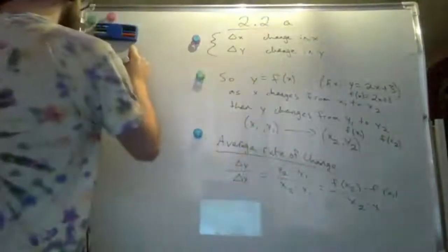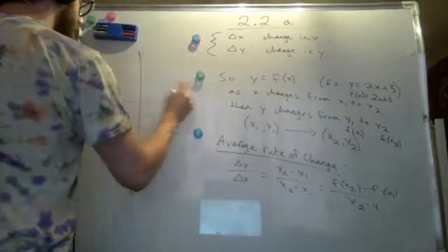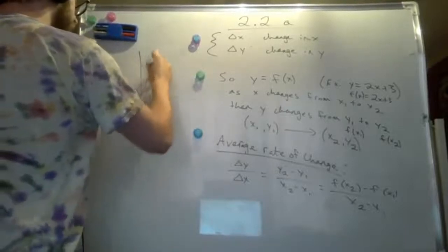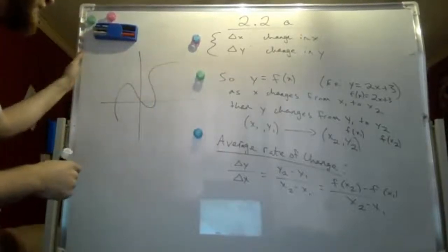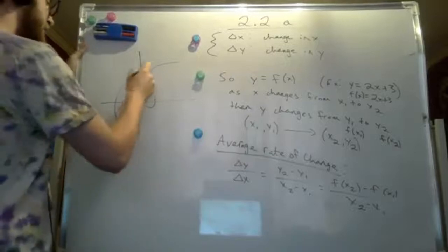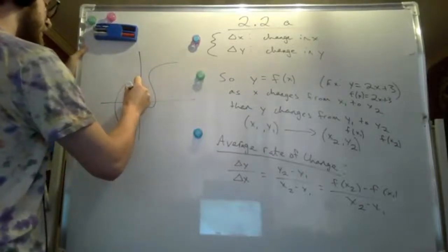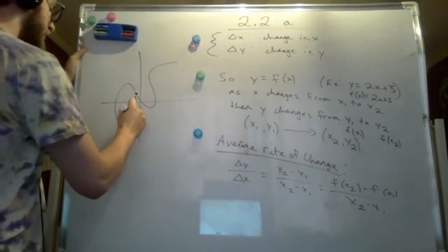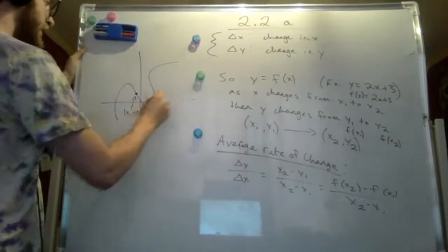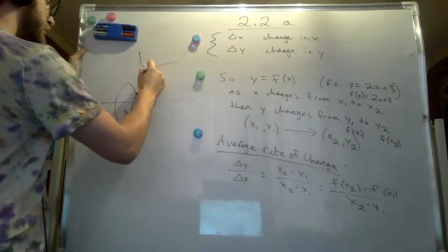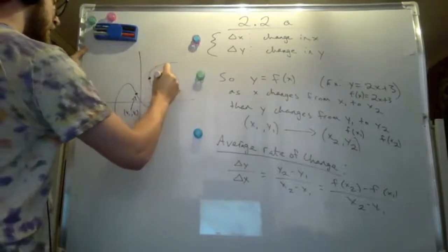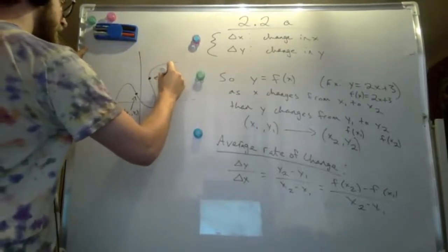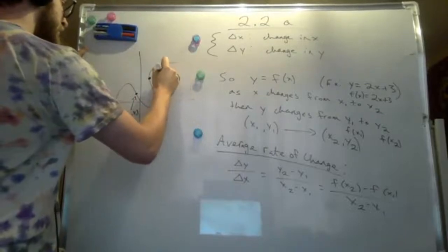Or in other words, you have a graph here, and it does, I don't know, something like that. Then you take some point on it. This is x1, y1. And then you take some other point on it. This is x2, y2.